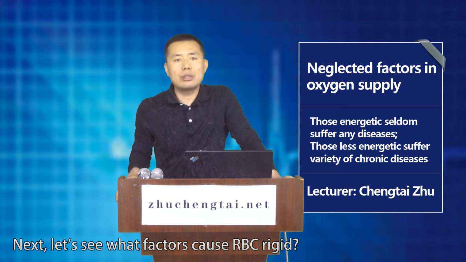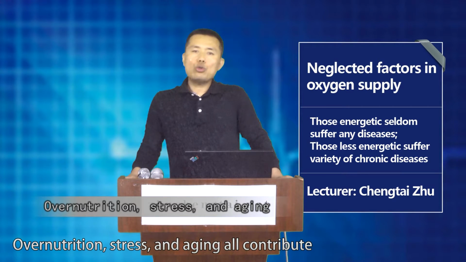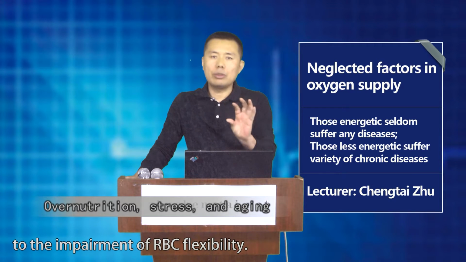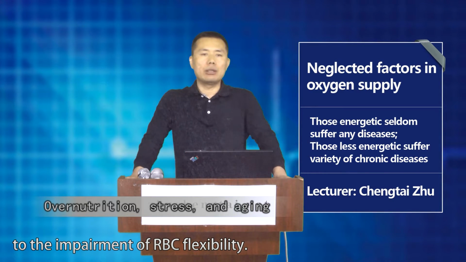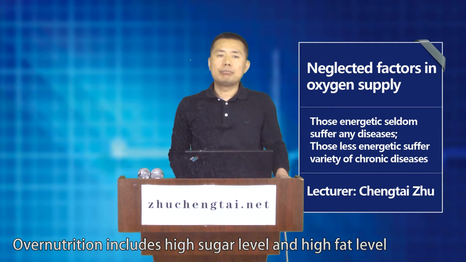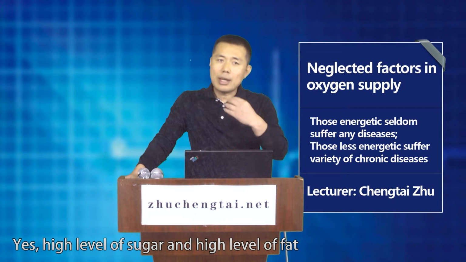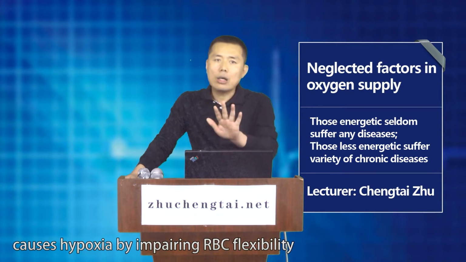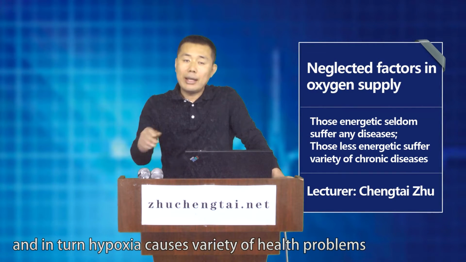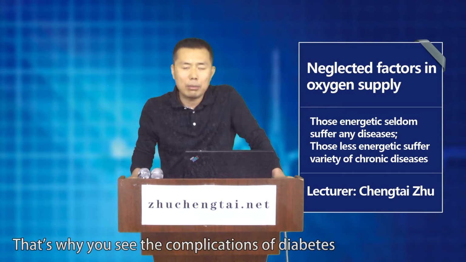Next, let's see what factors cause RBC rigidity. Overnutrition, stress, and aging all contribute to the impairment of RBC flexibility. Overnutrition includes high level of sugar and high fat level. Yes, high level of sugar and high level of fat cause hypoxia by impairing RBC flexibility, and in turn, hypoxia causes a variety of health problems.